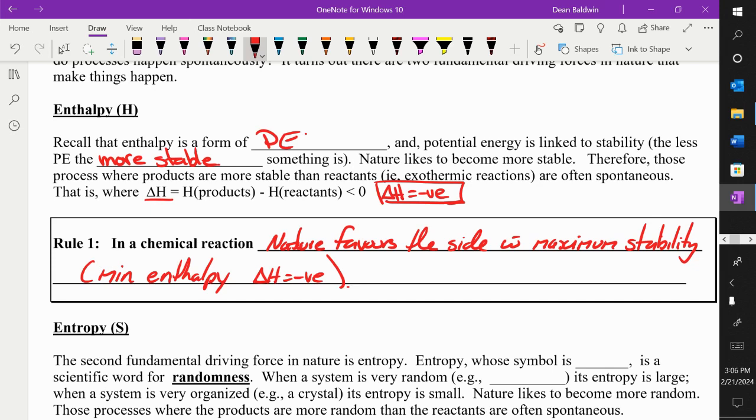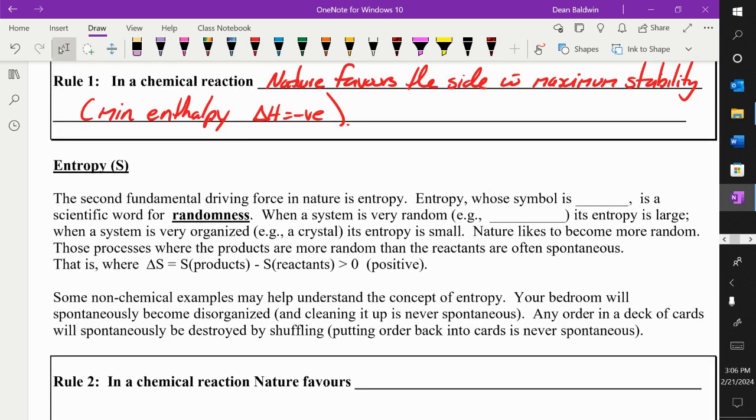So chemists came up with a way of measuring randomness. They gave it the symbol S. That makes perfect sense. So when a system has a lot of randomness, in other words, a gas is more random than a solid or a liquid. Those are more organized, especially a solid, where you have a crystal structure and everything's very organized. Gases are just kind of floating around all over the place. That's a large entropy.